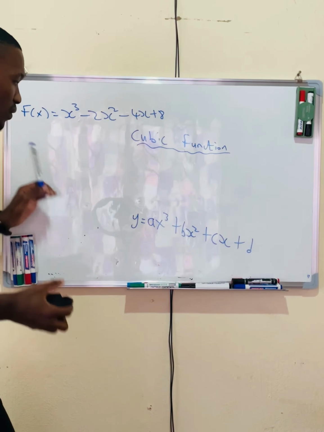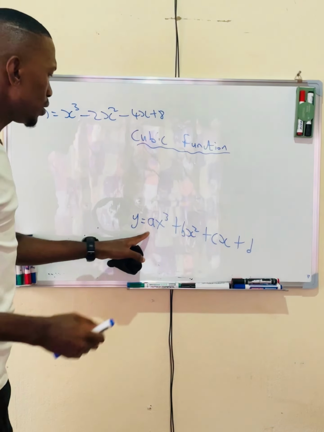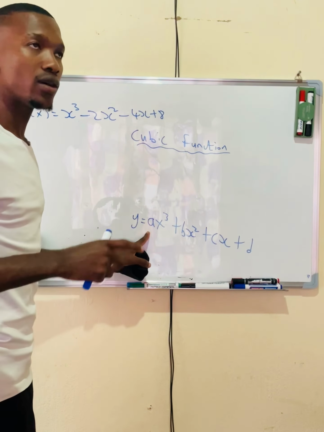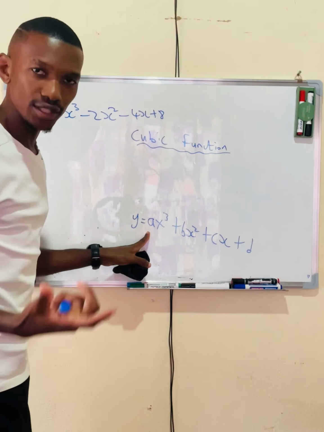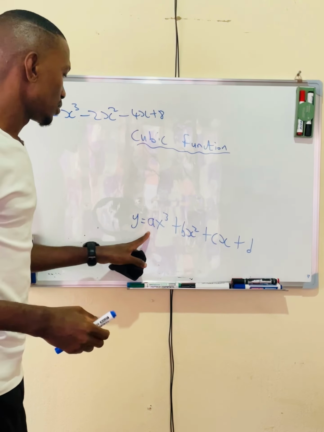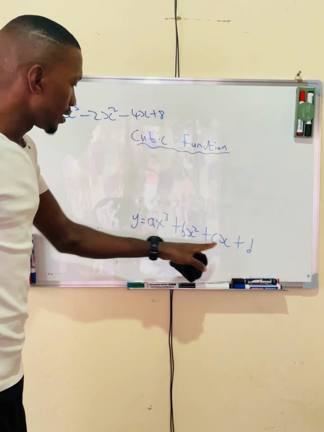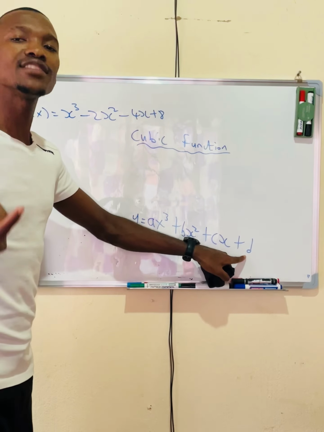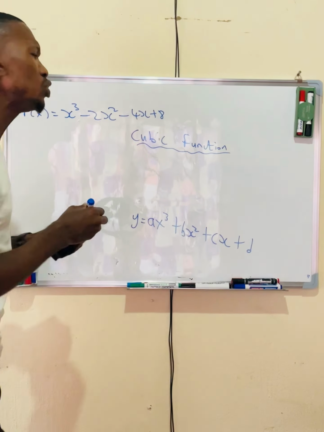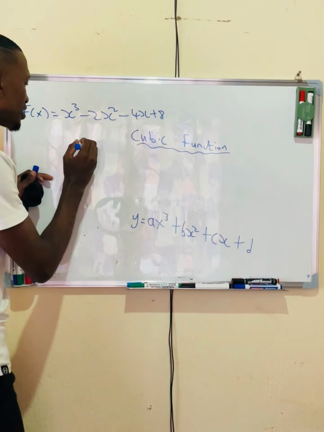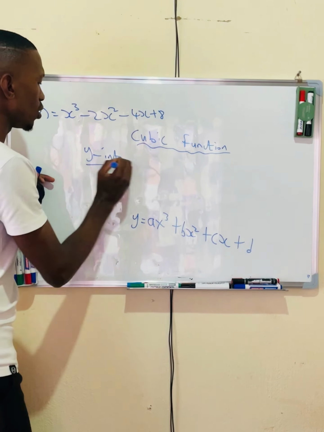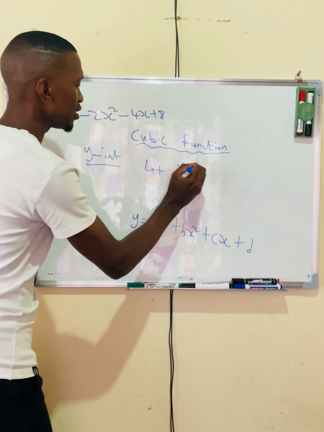I want you guys to know that the value of a only tells us whether the function is increasing or decreasing. That is the value of a. Now, the d is the y-intercept. What is the y-intercept? When you find the y-intercept, you let x be 0.